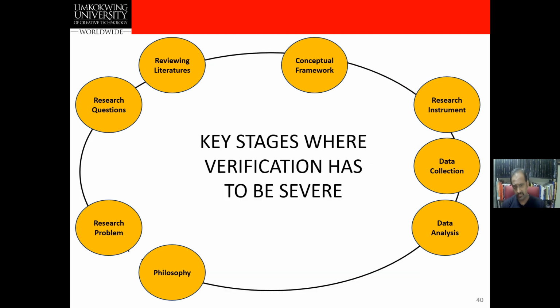Now the key important stages which you cannot afford to miss are your research problem, research questions, literature review, conceptual framework, research instrument, data collection and data analysis, and finally philosophy. If you notice, I have skipped hypothesis here. The reason is that people doing qualitative research might not have a hypothesis. So in this section I skipped it, but hypothesis is very mandatory.